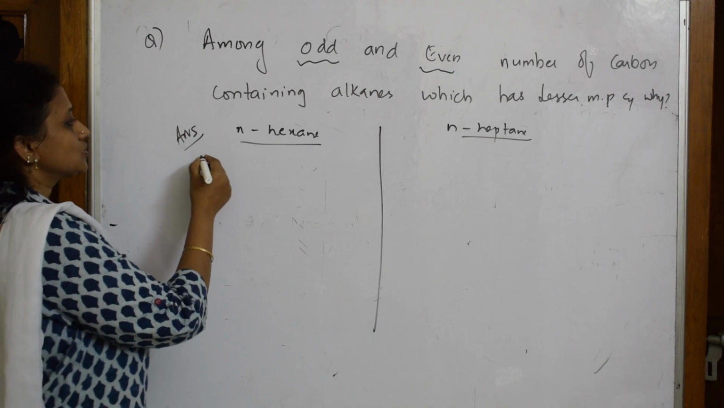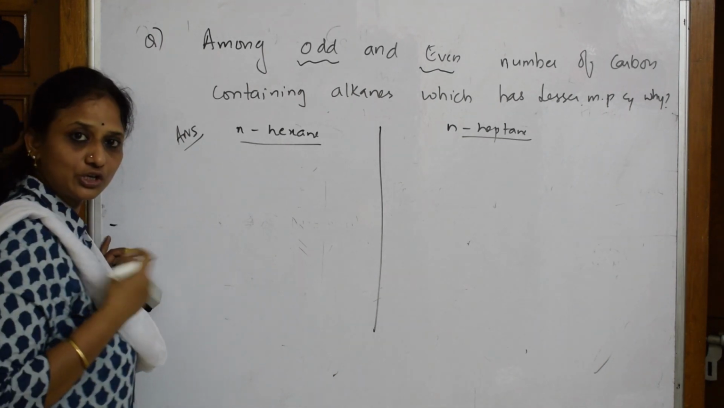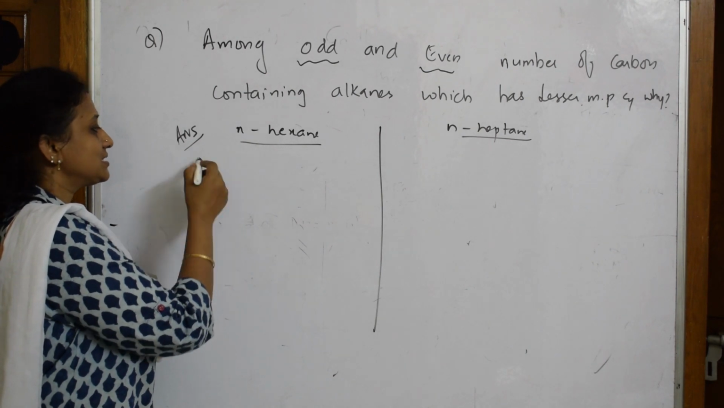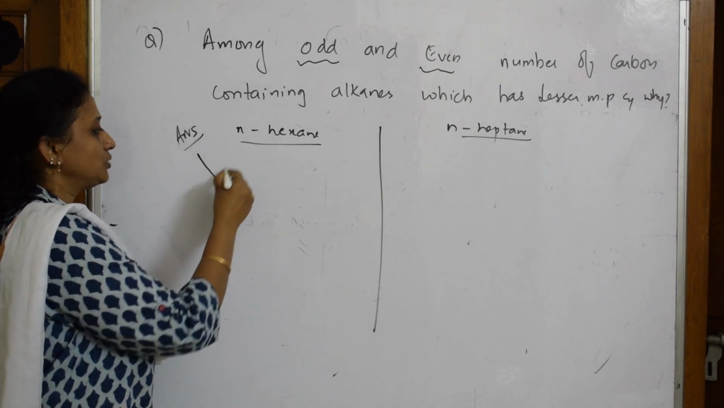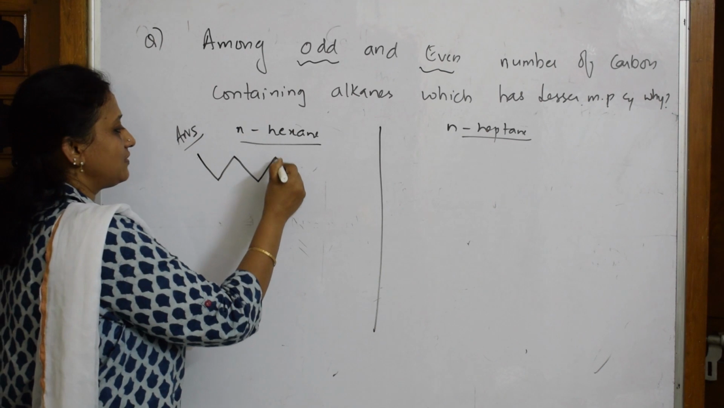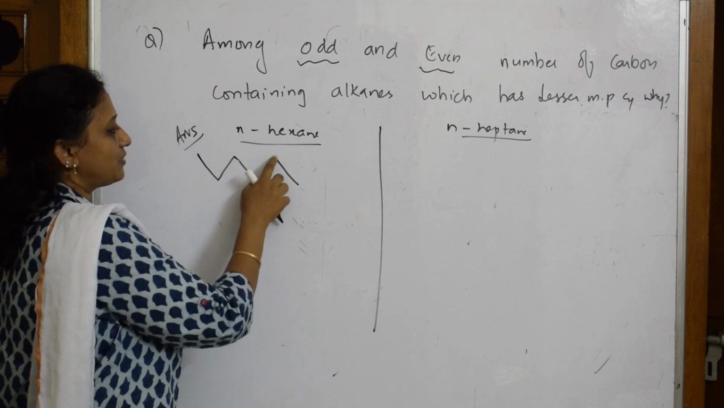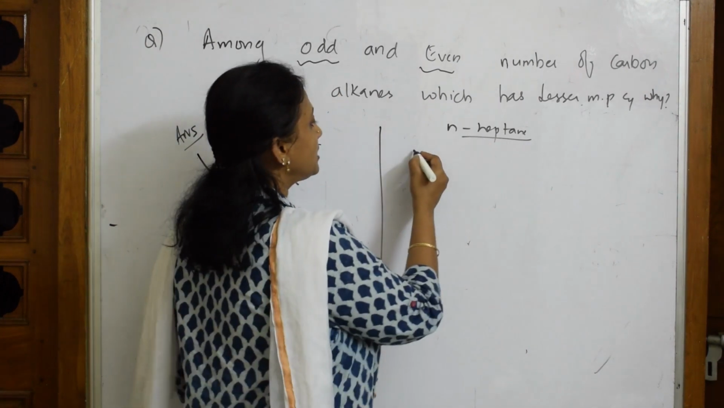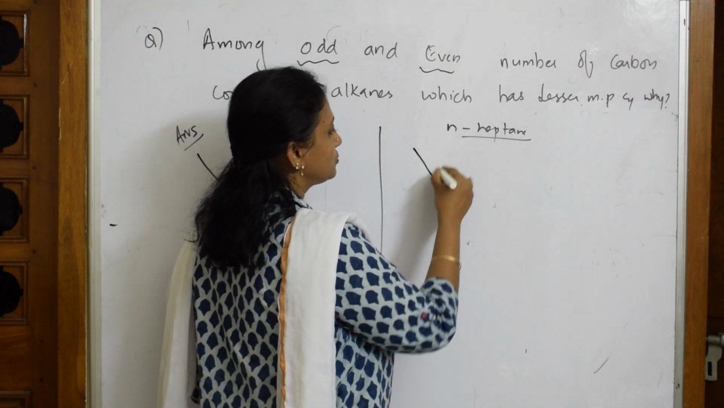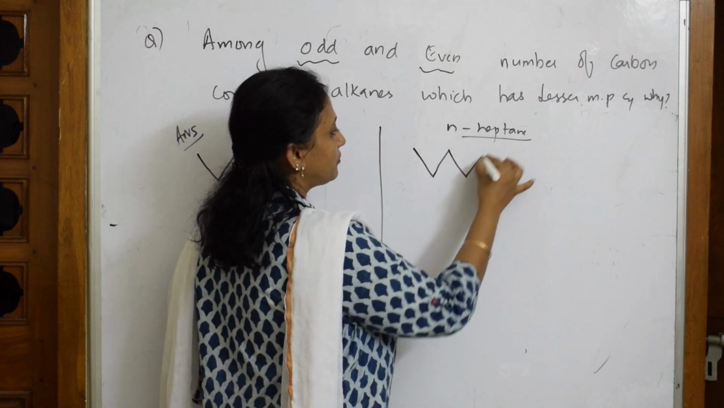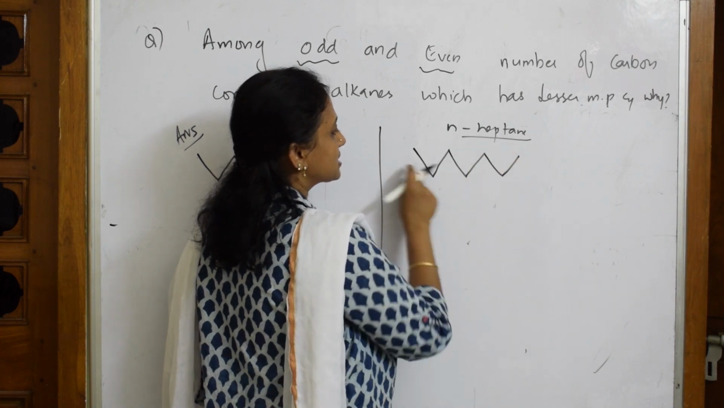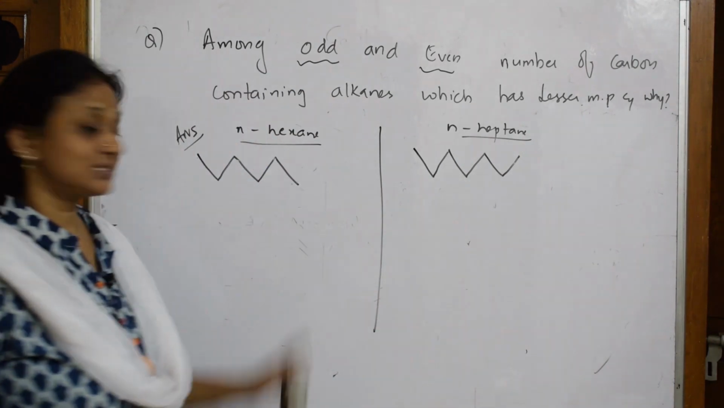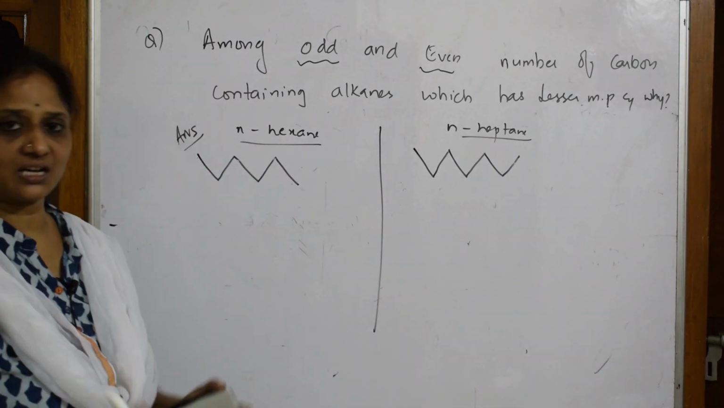So let's write. I'm writing in the bond line structure, which I've already taught you how to draw. Start from here. Hexane means 6, isn't it? So 1, 2, 3, 4, 5, 6. Done. Here heptane means 7, isn't it? Now start drawing. 1, 2, 3, 4, 5, 6, 7. Done. Hexane means 6 carbon chain and heptane means 7 carbon chain.